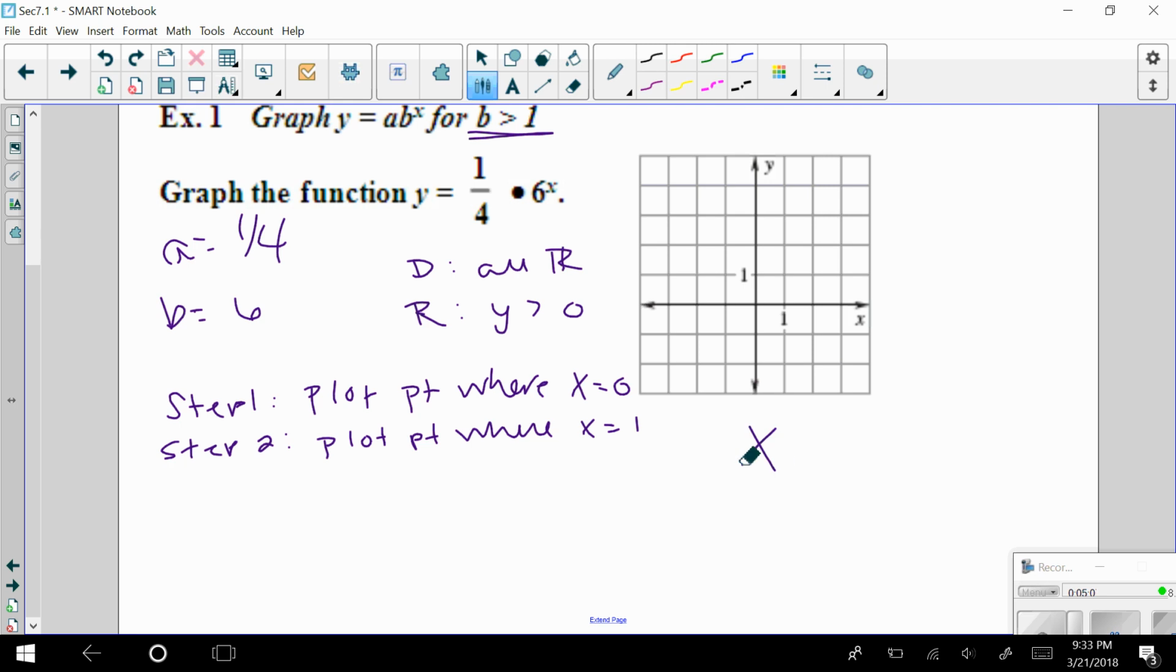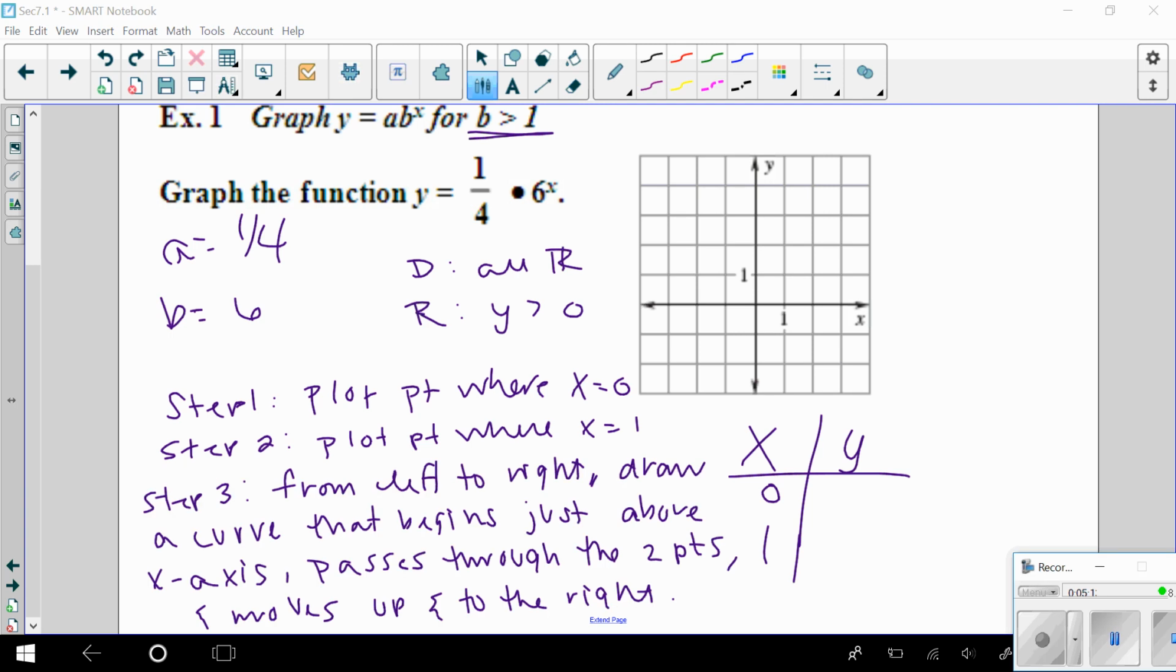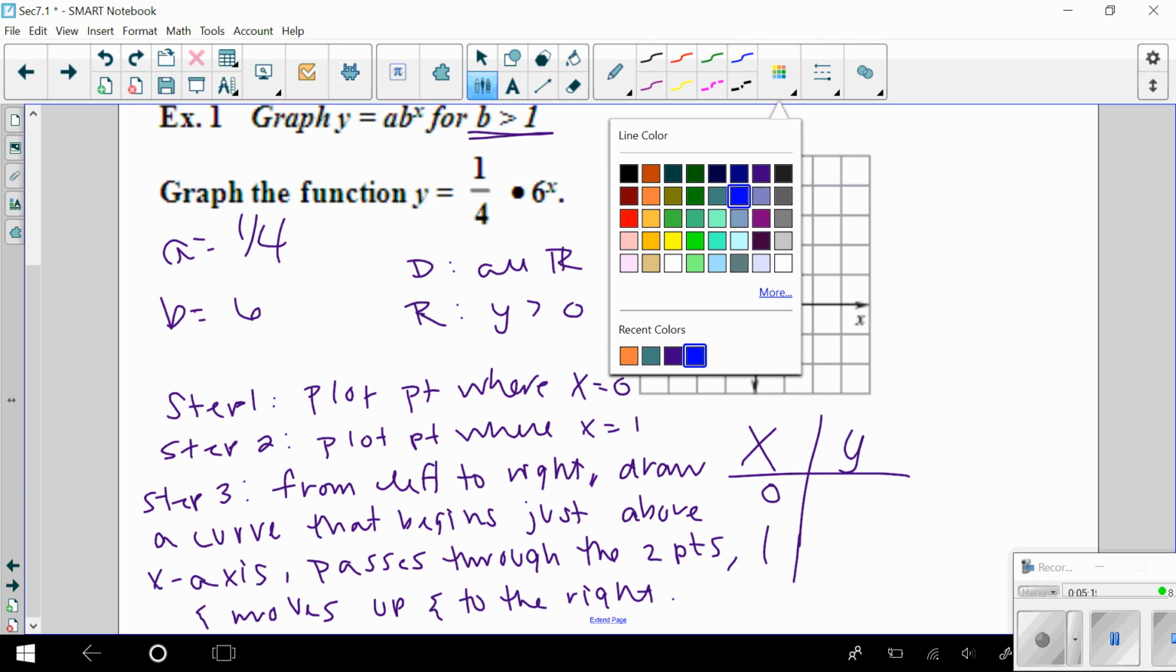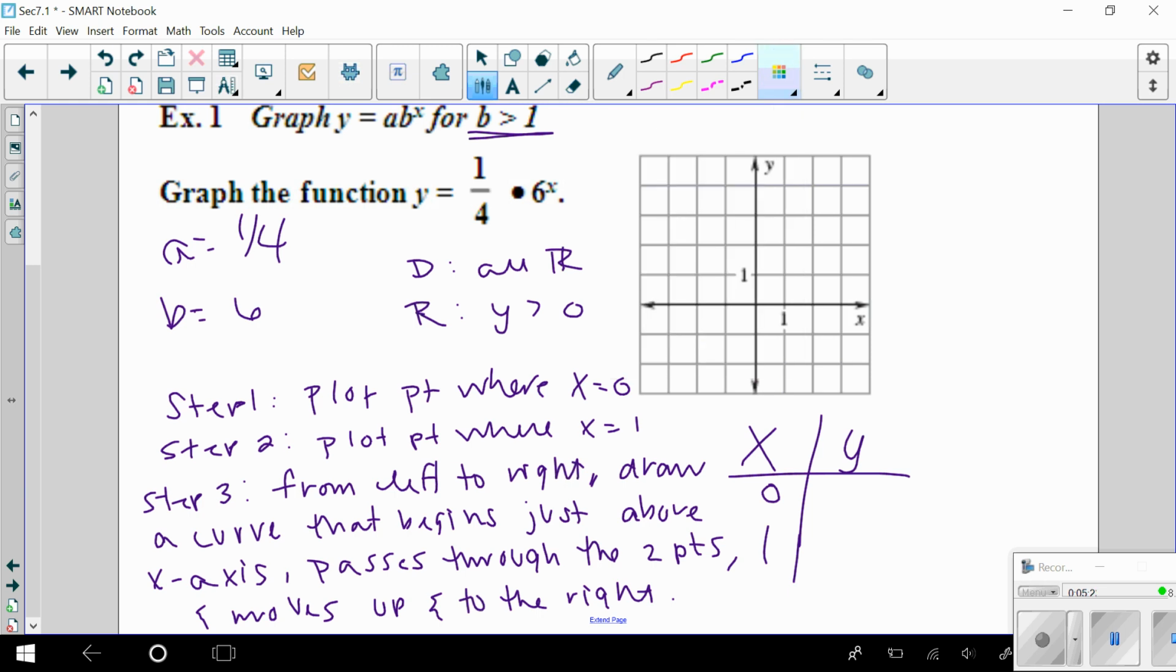So we can make a little table, x and y values. So we're going to plot 0 and 1. If we look at this function and we look at when x is 0, our y is 1/4 times 6 to the 0 power. If you remember from your properties of exponents, anything to the 0 power is 1. So when x is 0, our y is 1/4. So we're going to plot that point, 0 and 1/4, about here.